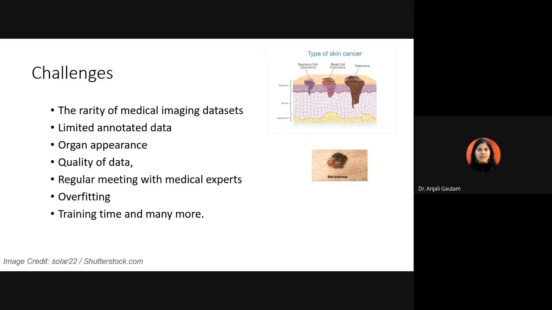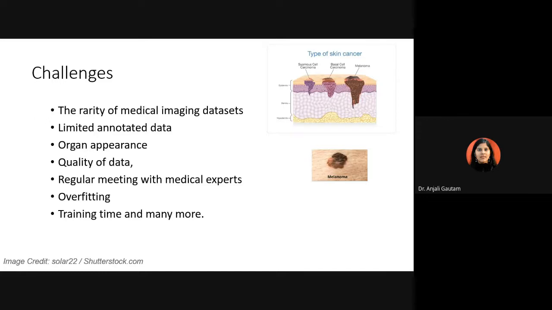But let's say in the case of a brain tumor, how will you identify where exactly the problem is? For that you need doctors, and doctors don't give time. I faced this experience during my PhD, they don't have time to do the annotations. The other one is organ appearance. In this case the person has light skin, so melanoma can appear very clearly. Now if people have a dark shade, it is very difficult to distinguish between basal cell carcinoma and melanoma.